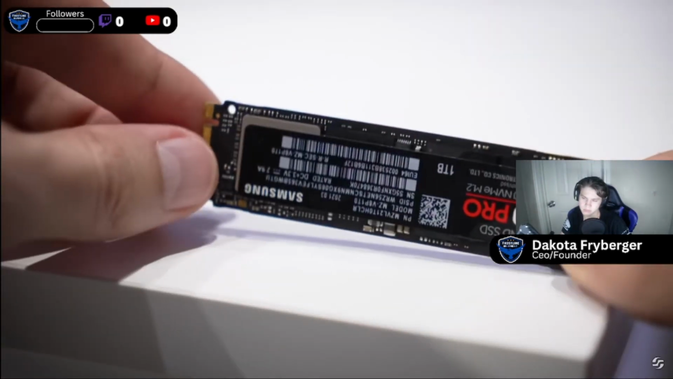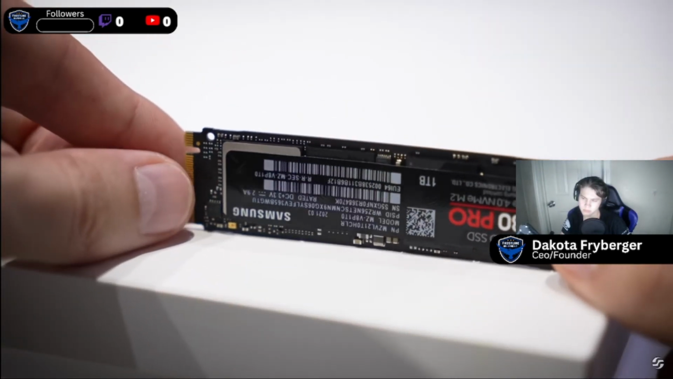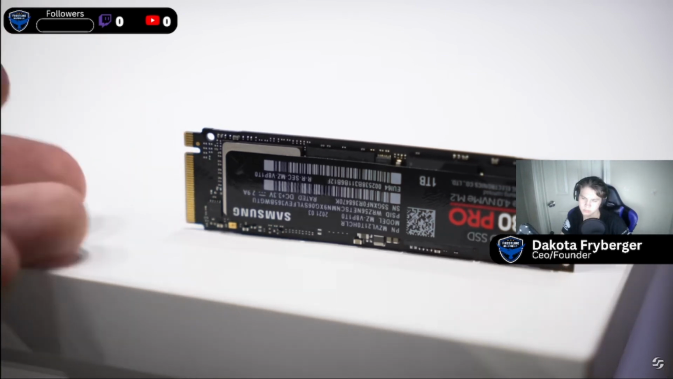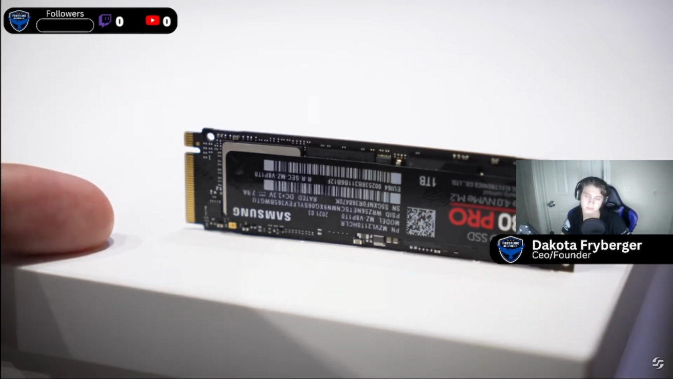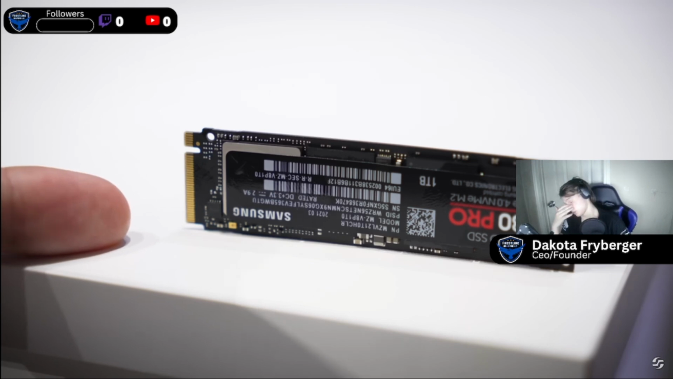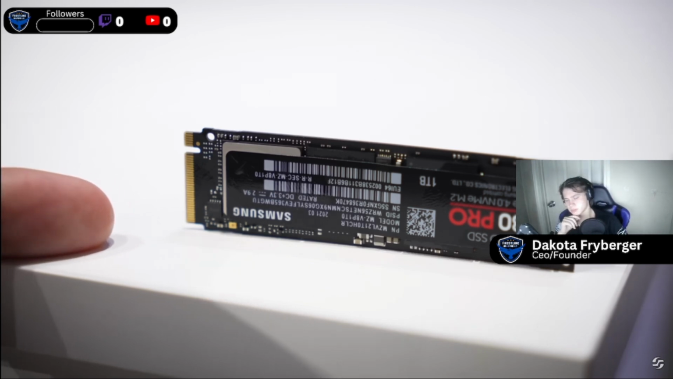I mean, look, just to give you a sense of how bent this drive is, I bet you I can stand it up. Look at that. Yeah, on its side. It should not be doing that. These are supposed to be perfectly flat, and this thing's actually standing up sideways because it is so bent.